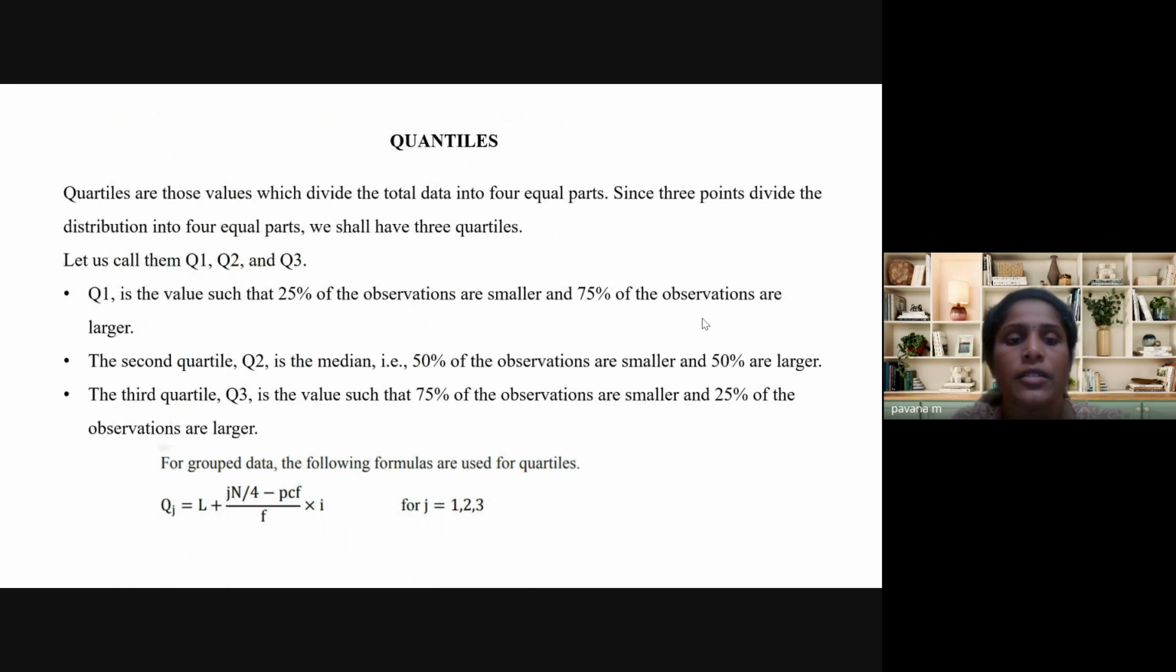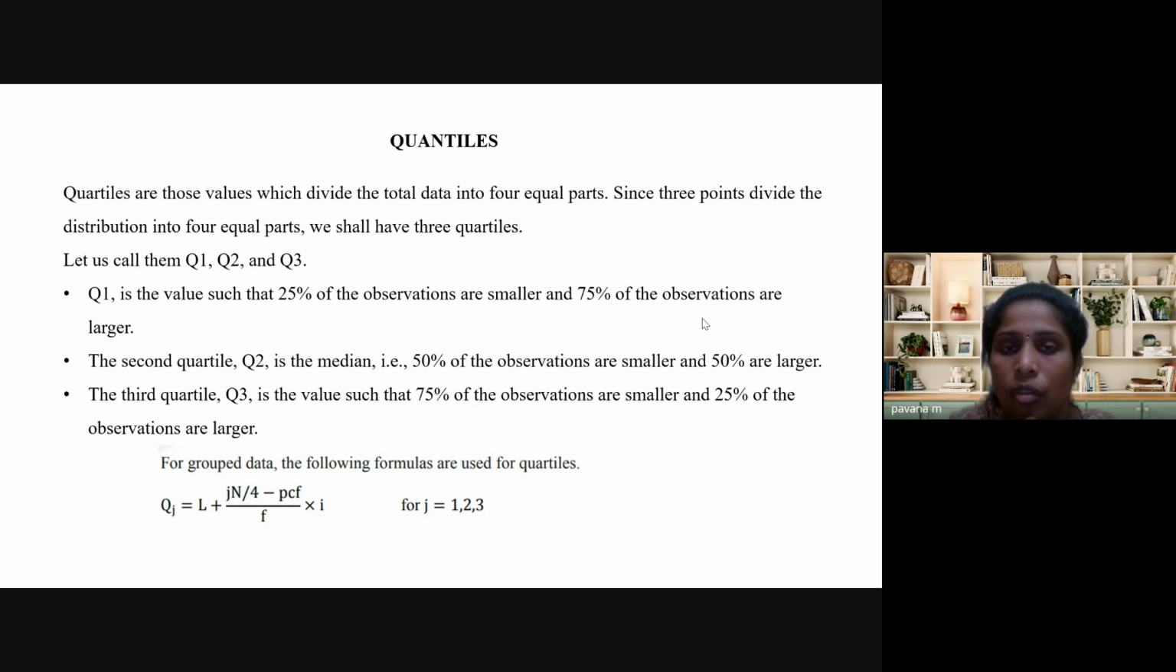Next, quantiles. Here in quantiles, you are classifying the data into quarters, four equal parts. The distribution or the data is divided into four parts. For dividing it into four parts, you need 3 points. Suppose you are dividing a line into four parts, then you need 3 points in the middle, not the end points.